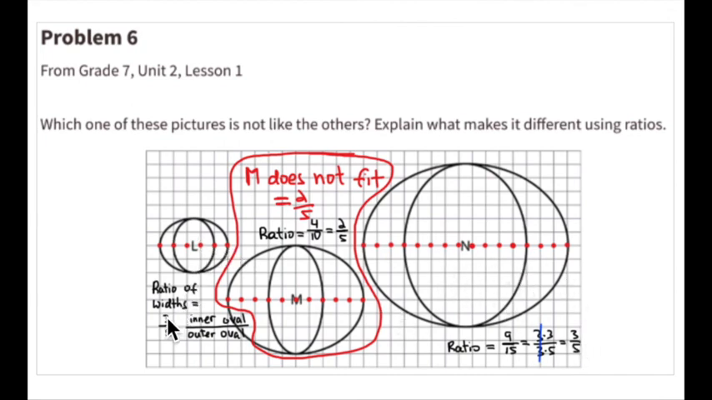For L, it's 3 to 5. And the one that does not fit is M, because that ratio is 2 to 5. So the answer is M.